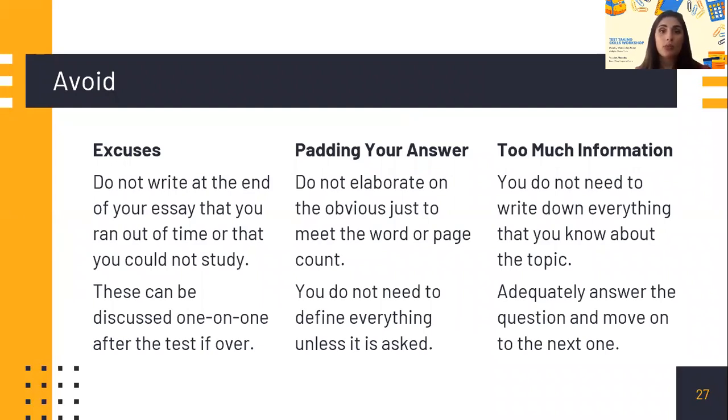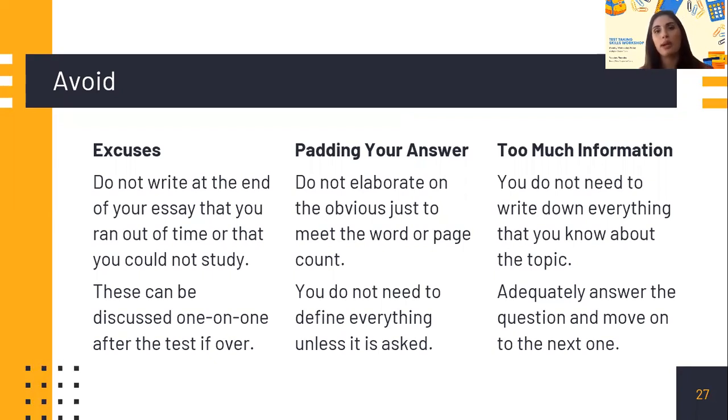You also want to avoid these three things. One is going to be excuses. At the end of your essay, if you're running out of time, don't write, I ran out of time, I had a hard time studying for this test, I really wish I had the essay topic beforehand. All of these things can be discussed one-on-one with your professor after the test itself. Use that time that you would have spent writing out an explanation for how well you feel you've done on the essay to just outline or draw a diagram, something that's going to give you points, and not try to make an excuse for what you wrote.